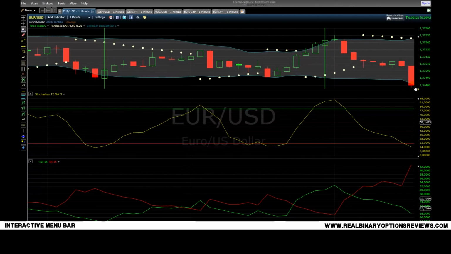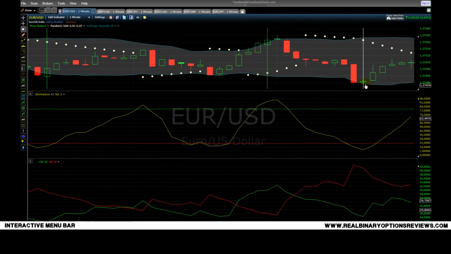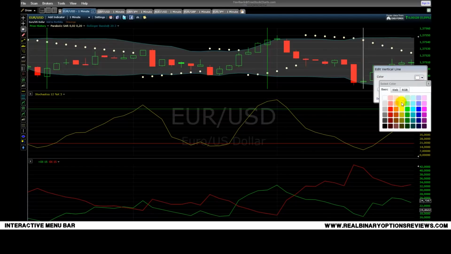So here on the closure of this candle, stochastic is low, it closed below the Bollinger. I'm entering trade up, 5-minute expiry. It's 1, 2, 3, 4, 5, and it's a winning trade.